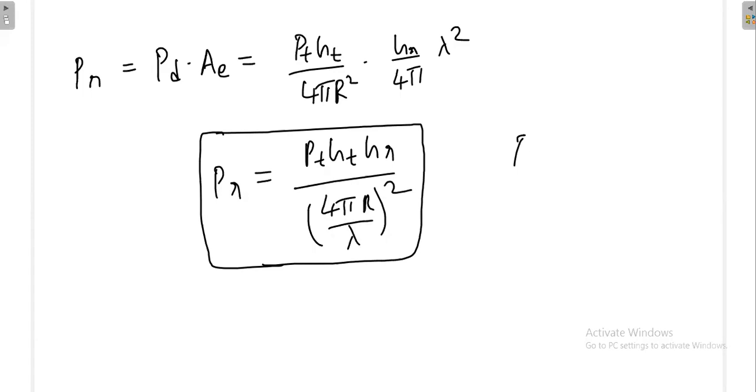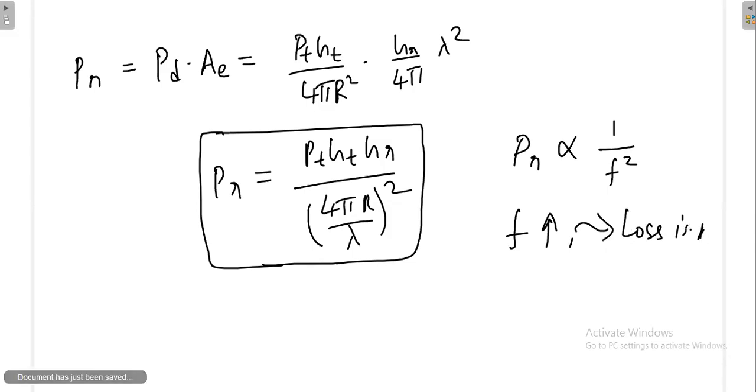But the tricky part here is that lambda is equal to C by F, so wavelength is inversely proportional to frequency. When you increase the frequency, the received power will decrease. That means loss is more. When frequency is more, that indicates loss is more. Also, I can write the entire equation in terms of dB.